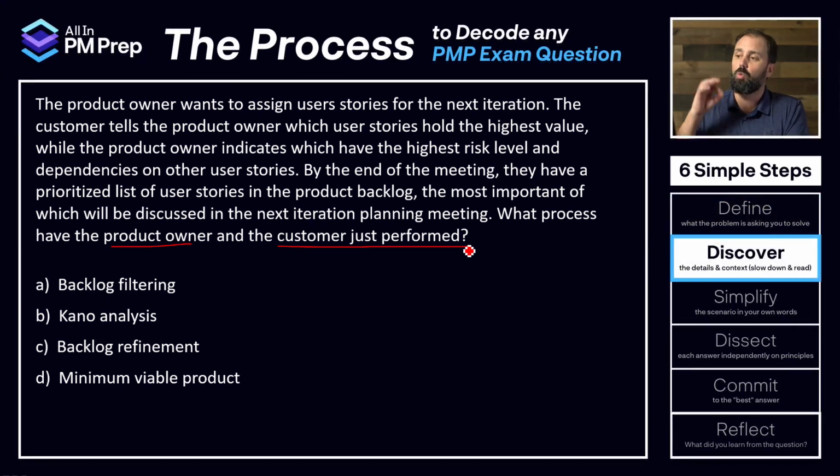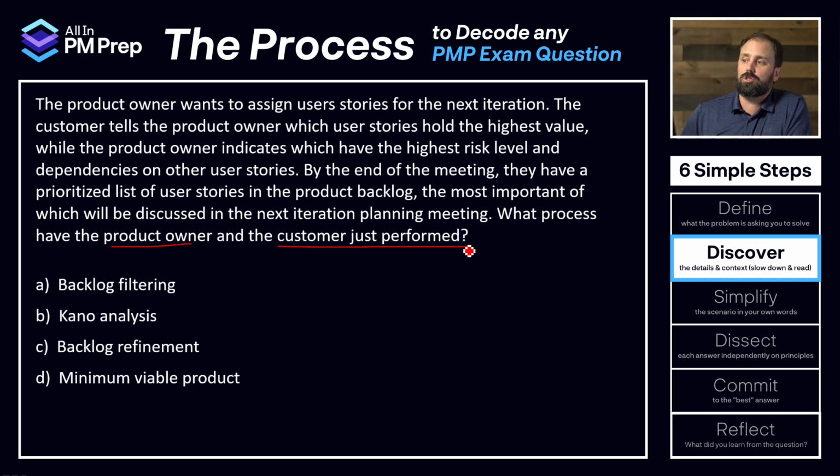The product owner wants to assign user stories for the next iteration. I could tweak with the question writer here. Product owner does not assign. Okay. The product owner sets the table for the team to bring things into the next sprint, but I get what they're going for. All right.